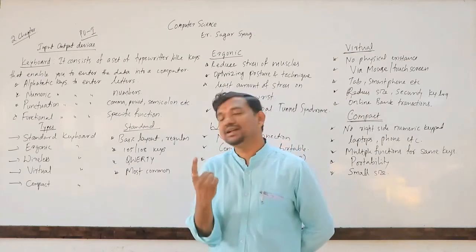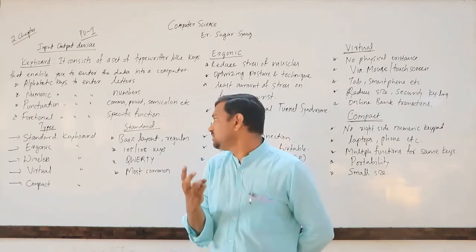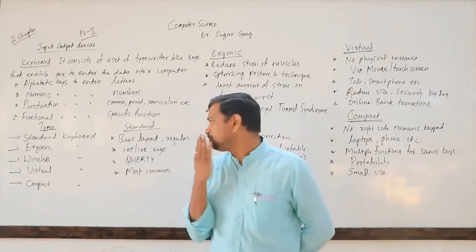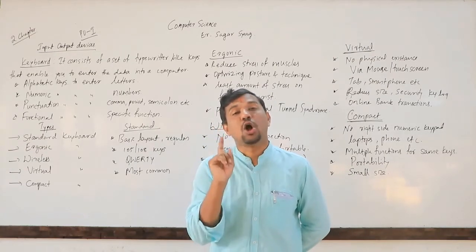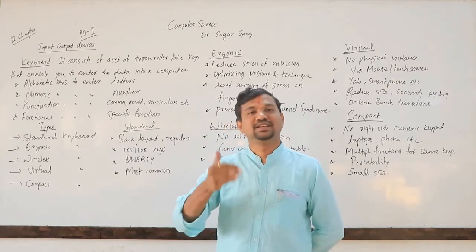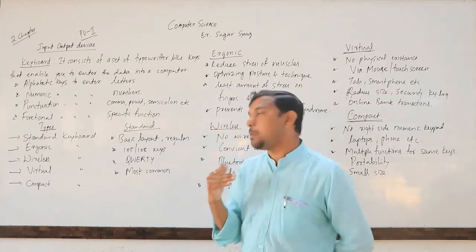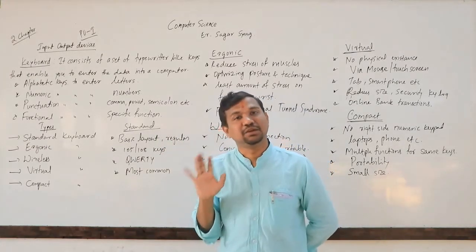The first one standard, second one ergonomic, third one virtual, fourth one wireless, and fifth one compact. So let us discuss these keyboards one by one. The first one is standard keyboard.